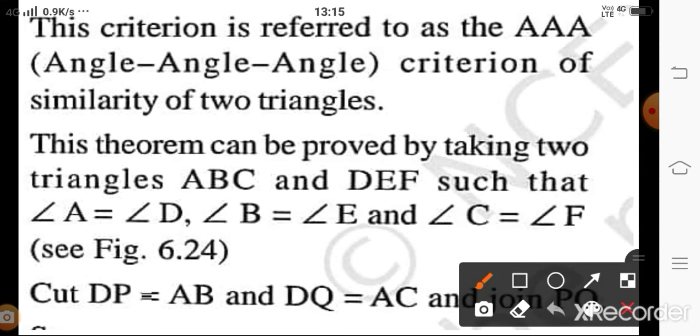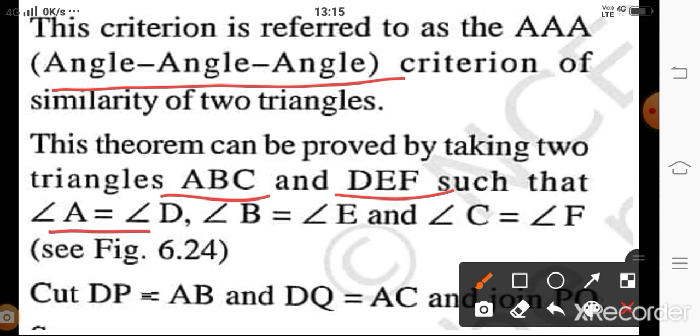If you are considering the triangles ABC and DEF, I am taking two triangles ABC and DEF. I am taking the corresponding angles of these equal. Angle A equal to angle D, angle B equal to angle E, and angle C equal to angle F. Then for proving any theorem, we have to do construction.